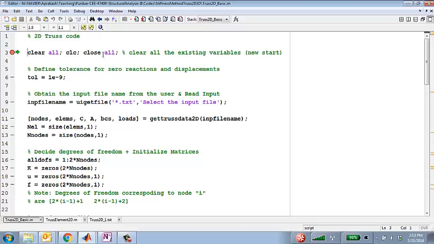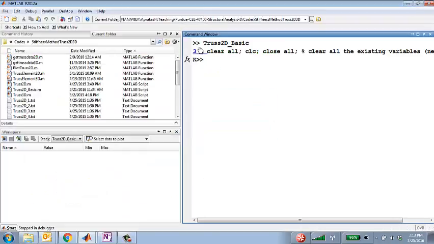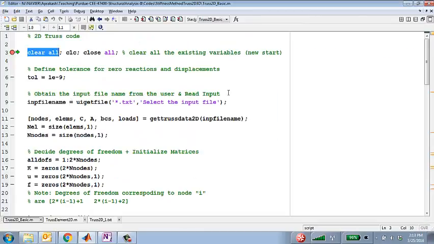Clear all, CLC, close all. Clear all wipes my memory of the MATLAB clean. CLC clears any commands that I have already here. And close all closes all figure windows. So let me execute that by pressing step F10. Okay, so that's that. I'm creating a tolerance just as before to find extremely small numbers for displacements or forces. So anything smaller than 10 to the minus 9, I'm going to treat it as 0.